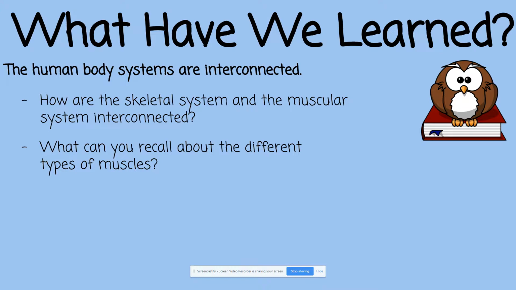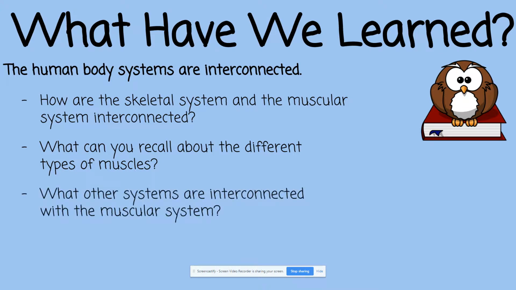Remember that there are cardiac muscles that are found in your heart. You have skeletal muscles that are the ones that are connected to your bones that help your bones to move. And then you have smooth muscles, which are on the inside of your important body organs, like inside of your lungs, inside of your stomach. Those are all smooth muscles. Can you think of any other systems that might be interconnected with the muscular system?